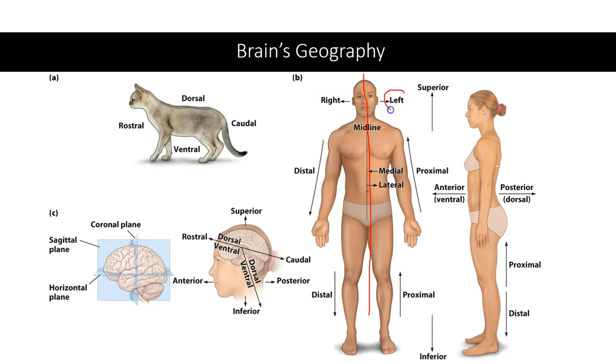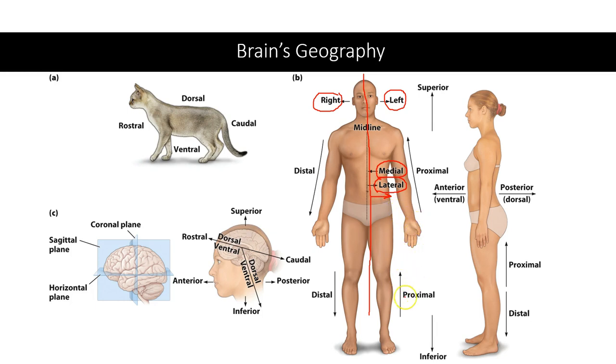So we have left and right, which you should be quite comfortable with, and then relative to the midline we've got medial, which refers to areas of the brain that are closer to the midline, closer to the center. Lateral are those areas of the brain that are closer to the outside of the brain.